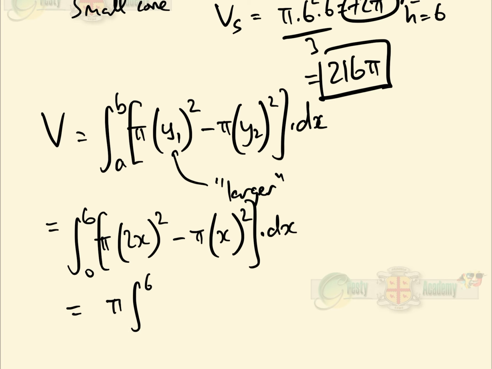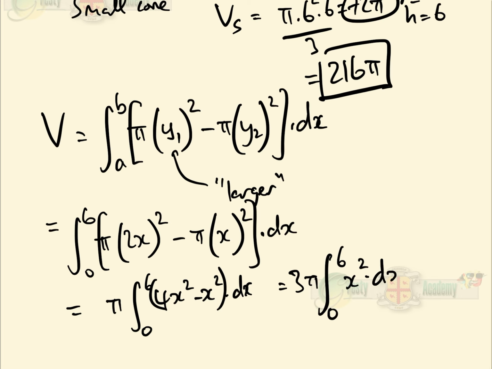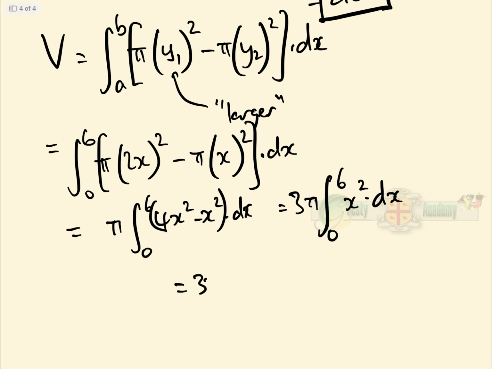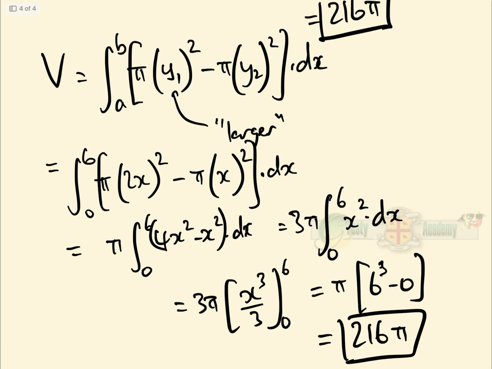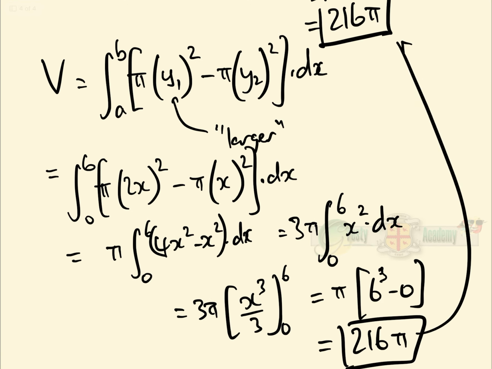We can take the pi out, so that equals pi times the integral between 0 and 6 of 4x squared minus x squared dx, which equals 3 pi times the integral between 0 and 6 of x squared dx. That equals 3 pi times x cubed over 3 between 0 and 6, which equals pi times 6 cubed minus 0, which is 216 pi. That is exactly the same as the answer we got by doing it manually using the two volumes.